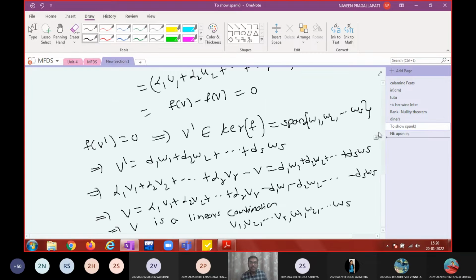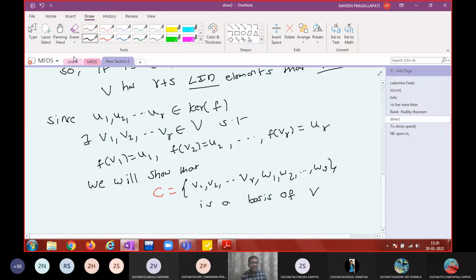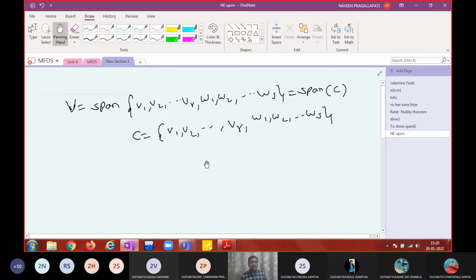Can you see how I defined C? C is nothing but v1, v2, vr, w1, w2, ws. So we are able to show that this set is spanning the entire space V. If I can show that this set is linearly independent, then that means this is a basis of V. Therefore, the basis has n elements, therefore r plus s has to be equal to n. Is the first part of the proof clear to you? All of you understood this? Shall I proceed?